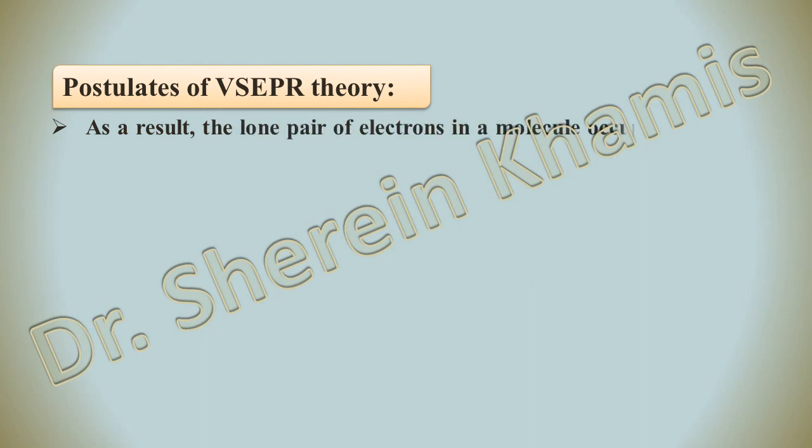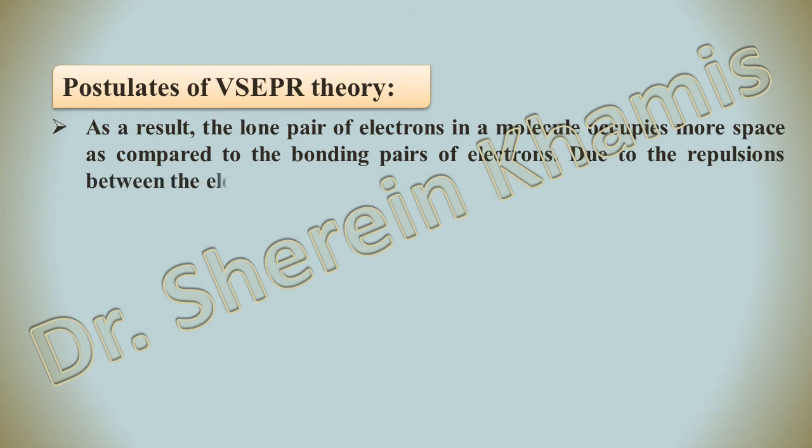As a result, a lone pair of electrons in a molecule occupies more space as compared to the bonding pair of electrons. Why? Explain why the lone pair of electrons occupies more space. Due to the repulsions between the electron pairs, the bond angle reduces. Okay, we will see a lot of examples on the postulates of VSEPR theory.